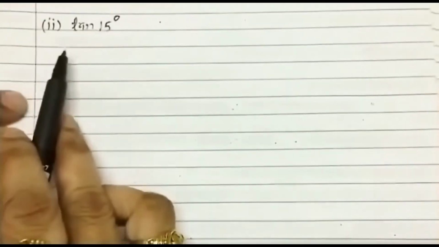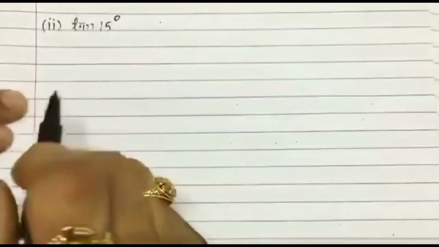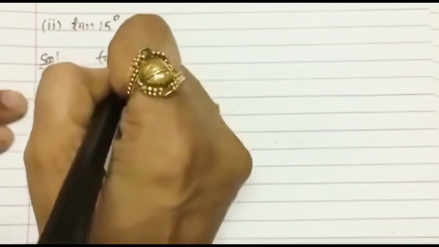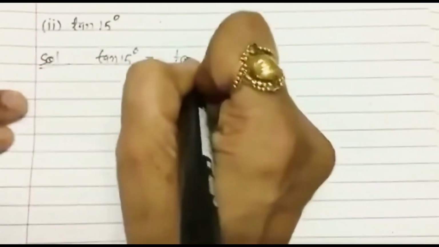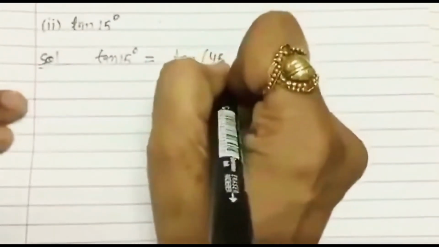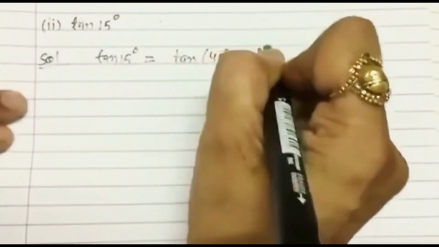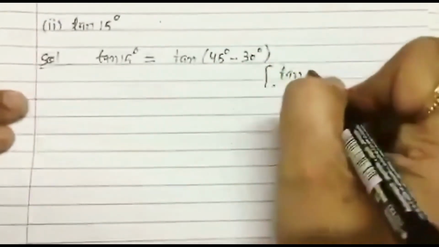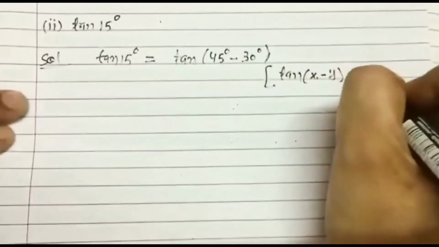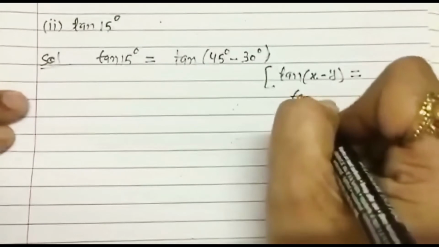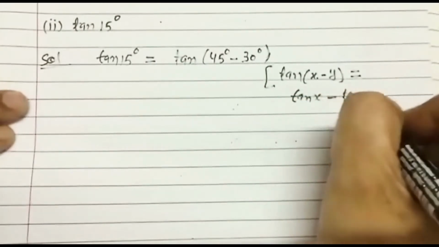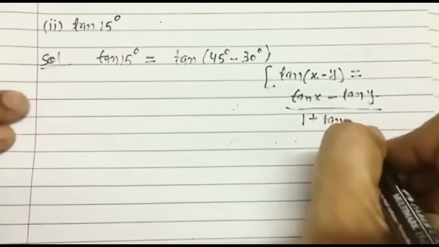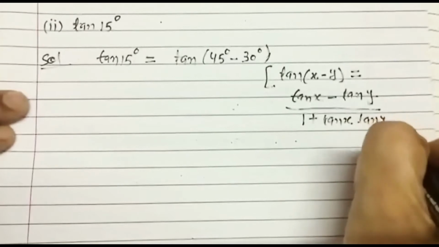Second part of the question is tan 15 degrees. So here we can write tan 15 degrees is equal to tan (45 degrees minus 30 degrees). And now apply the formula tan(x minus y). The formula is (tan x minus tan y) upon (1 plus tan x tan y).